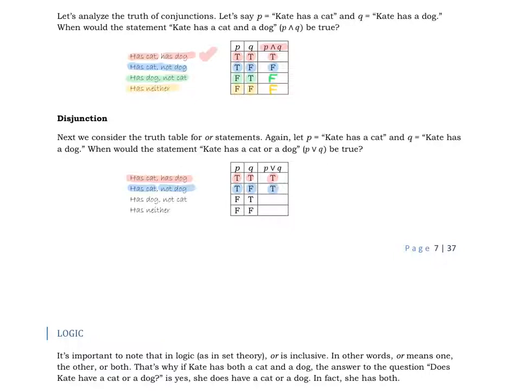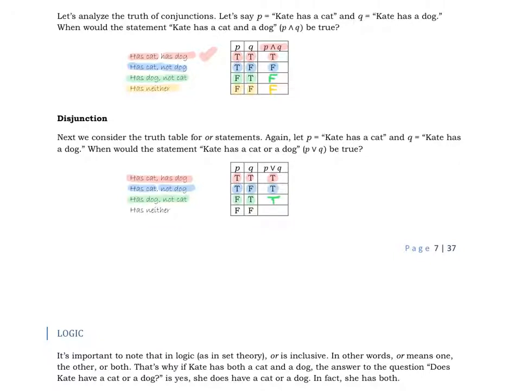All right, next one. It is false that Kate has a cat, so she does not have a cat, and it's true that she has a dog. So she's got a dog, she doesn't have a cat. Is it true or false that Kate has a cat or a dog? Well, again, it is true. She's got a dog in this case and not a cat.